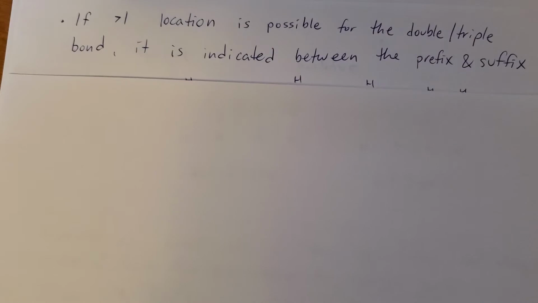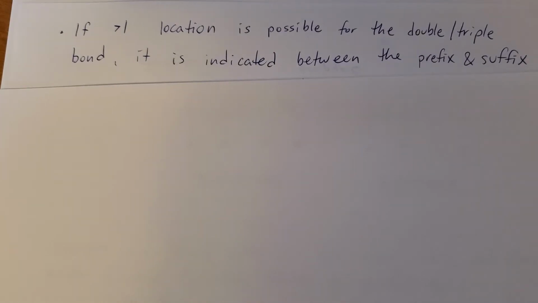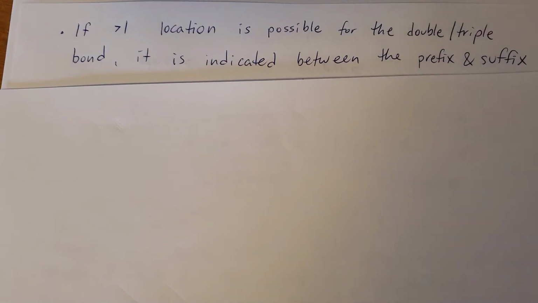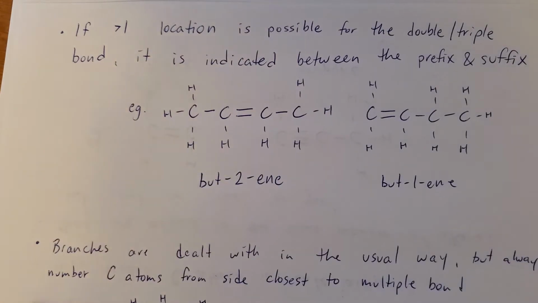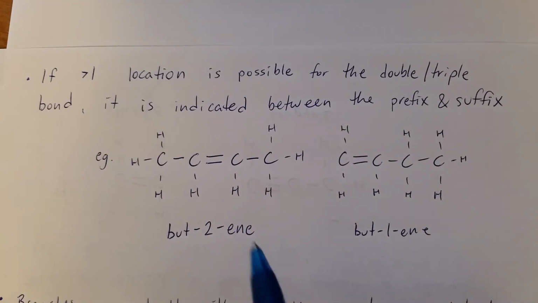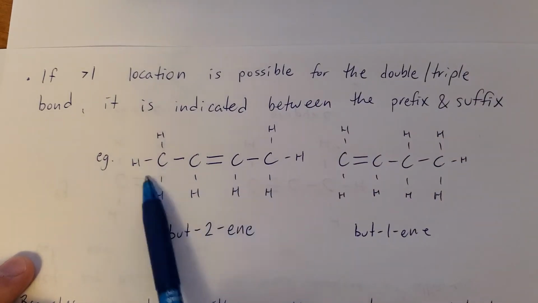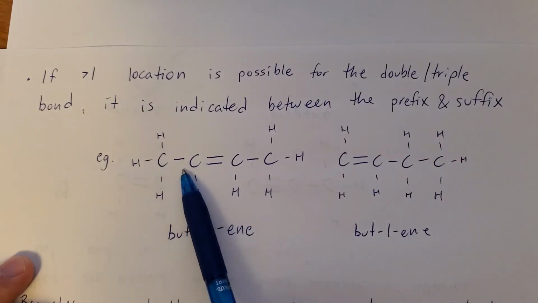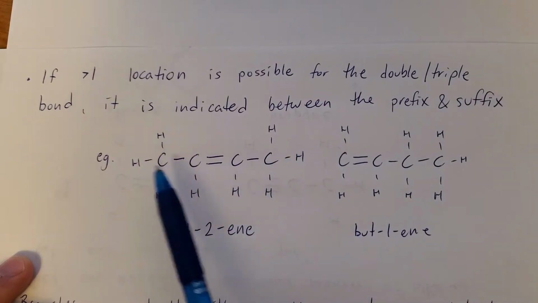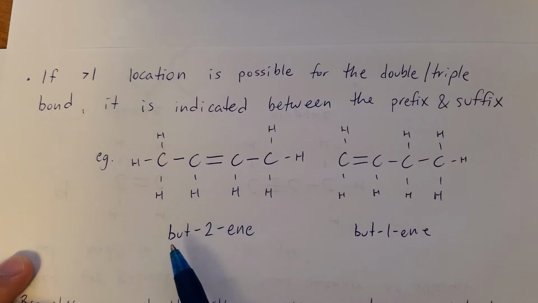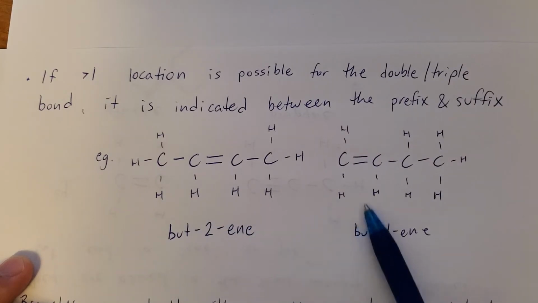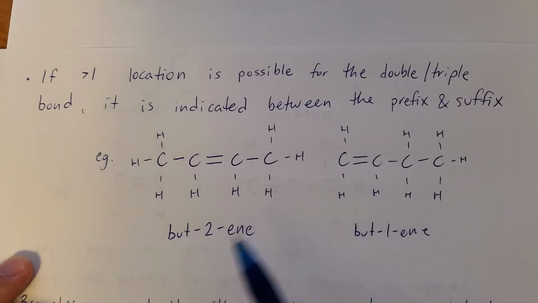Those were simple versions. If there's more than one possible location for the multiple bond, you need to show where it is between the prefix and the suffix. I'll show you what that looks like. We've got two examples here of butene. In this first one, the double bond's in the middle. If you number these carbon atoms 1, 2, 3, 4, it doesn't matter what side you go from, the double bond starts at the second carbon atom. So you write that as but-2-ene. Here it's on the first carbon atom. That one's but-1-ene. So there's two types of butene.